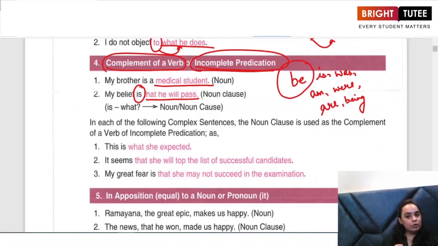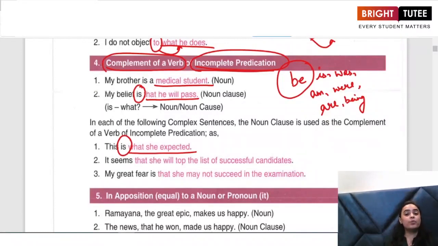What is my noun clause in the sentence? What she expected. And this follows my verb is, which is incomplete in nature. So this is a noun clause of incomplete predication. Look at the next sentence. It seems that she will top the list of successful candidates.